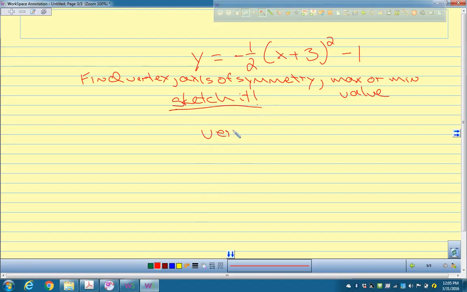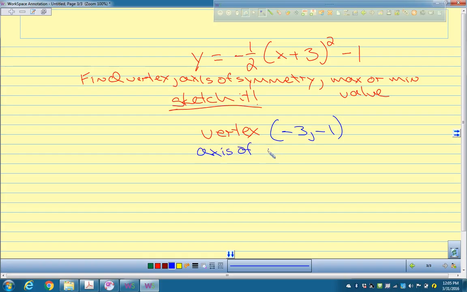Who can tell me where the vertex is? Just based on the equation. -3, -1. Very good. Since this is positive, it's the opposite, so it's -3. Vertex is at -3, -1. Everyone understands that? Since this is positive, it means it's shifted left. Who can tell me the axis of symmetry?